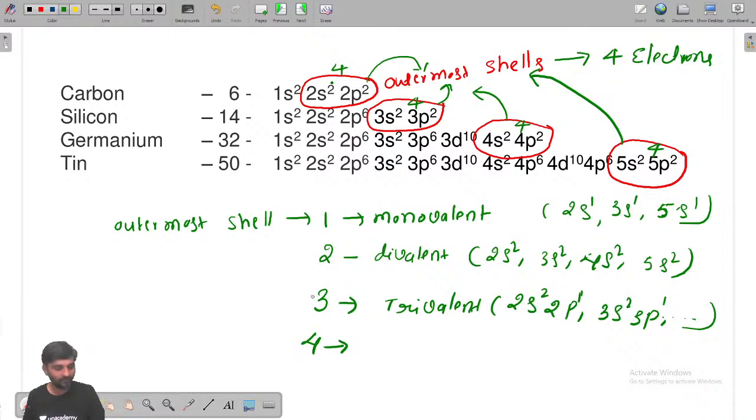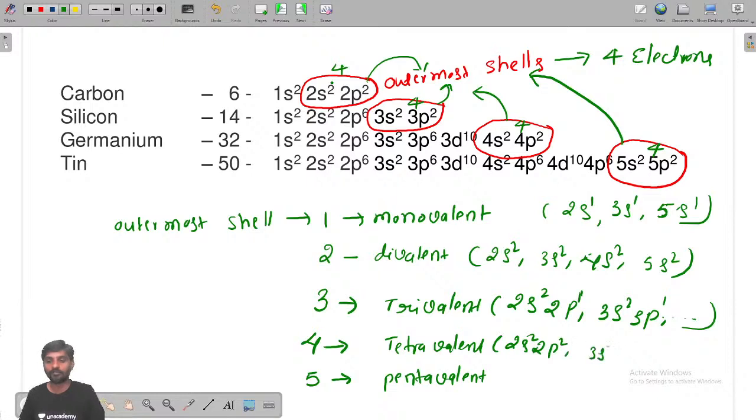If it has 4 electrons, can you tell me 5? 5 you know already. We call it pentavalent. Yes or no? 4 electrons is called tetravalent. It is 2s2, 2p2, 3s2, 3p2, so on. For pentavalent, correct, Sandhya, tetravalent, correct.